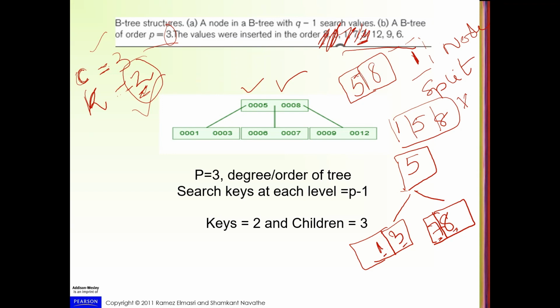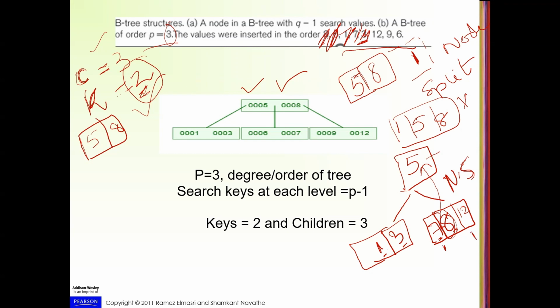Now 12. Okay, now 12 is greater than 5, so I will have to insert it here. But I am not allowed to have 3 values inside it, so there will be a node split here. So how will the node split now? The new tree will look like this, 5. And then this node is split as 7, 8, and 12. The middle one will go to the root. So now I have 8 here. And now there are 2 values, 7 and 12.